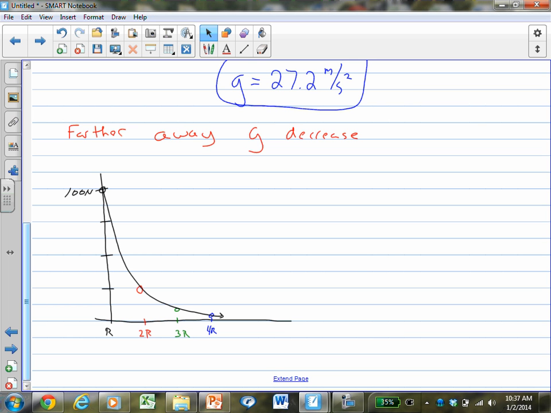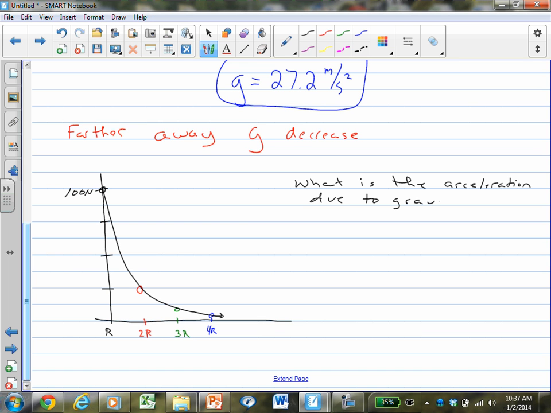So let's see, what is the acceleration due to gravity at the space station?